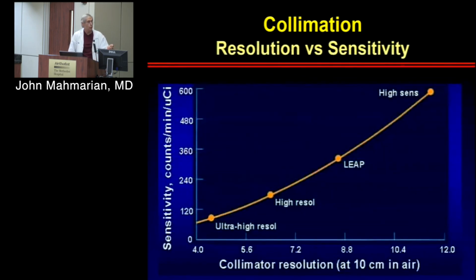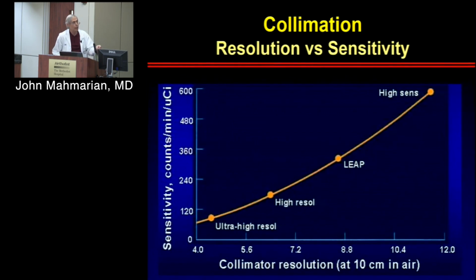And so we look at the whole issue of where sensitivity, the counts per minute per microcurie, versus the resolution sit. And so there are different types of collimators. There are ultra high resolution, where you accept very, very few counts, but you have very good resolution, like 4 millimeters. Okay? And then you have very high sensitivity collimators, which have very wide, very short holes, which accept a whole lot of photons, but unfortunately lead to very, very poor spatial resolution.